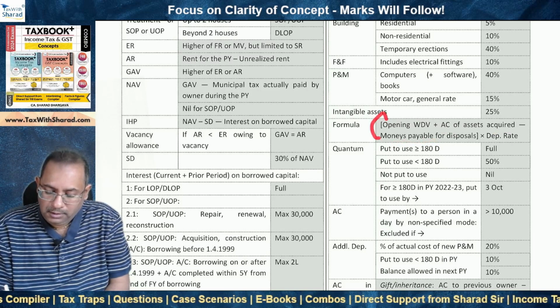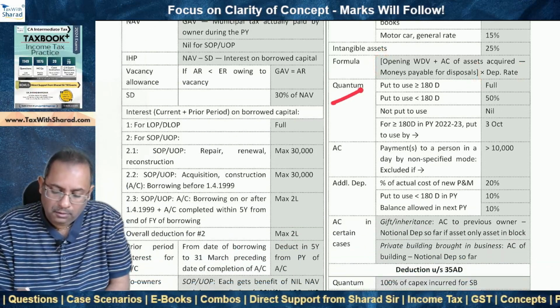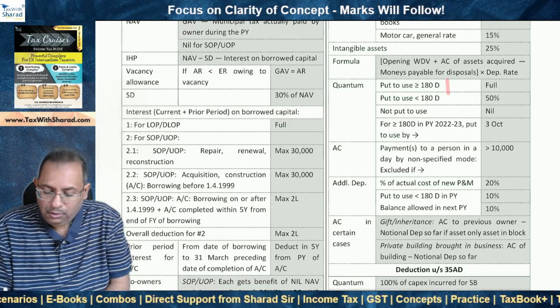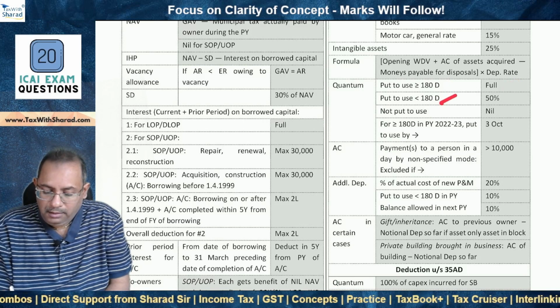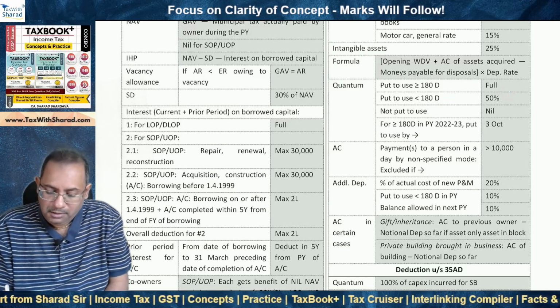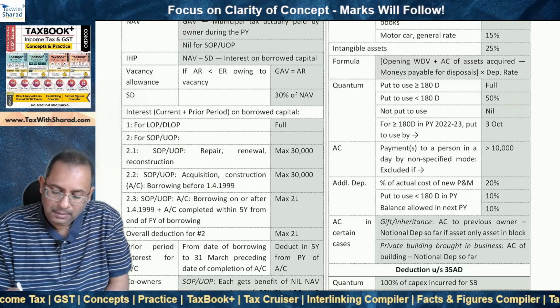And we compute this, and then we multiply it by the rate of depreciation, that is the amount of depreciation. The quantum of depreciation: where the asset is put to use for 180 days or more, full depreciation is allowed. Where it is put to use for less than 180 days in the previous year, only 50%, that is half of the eligible depreciation is allowed. Where the asset is not at all put to use, no depreciation is allowed.